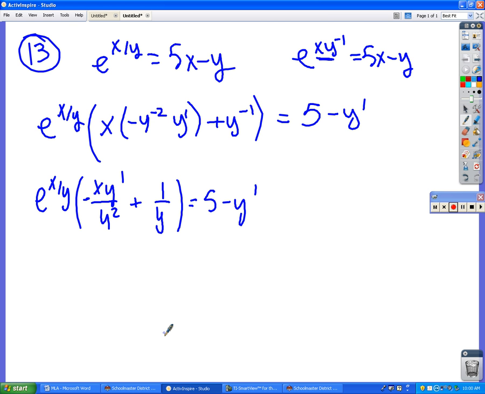Okay, now what? I guess I need to distribute the e to the x over y also. Should we just get a common denominator, make it a little easier, maybe?